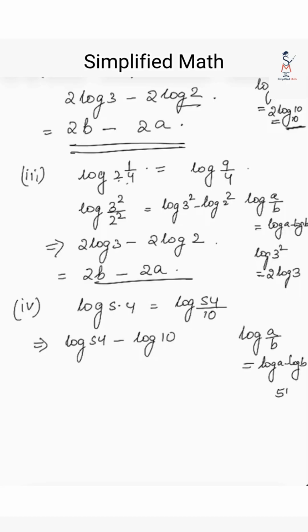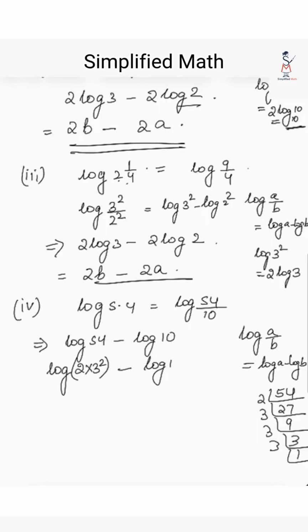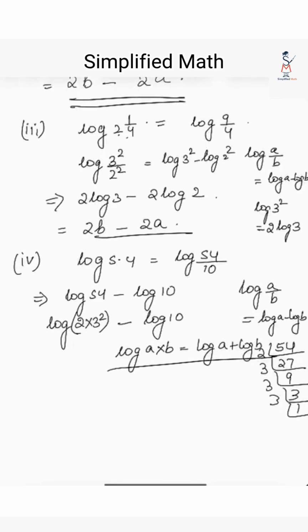54 को factorize करेंगे. With 2 it will be 27. Then again with 3. And this will be 2 into 3 square. So we can write it 2 into 3 square inside the bracket minus log 10. Again we know the rule, that is log a into b is log a plus log b. I am showing you the rule side by side. So this is log a into b, that is log a plus log b minus log 10.